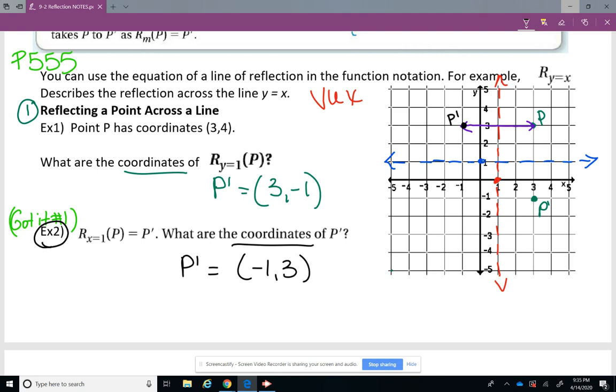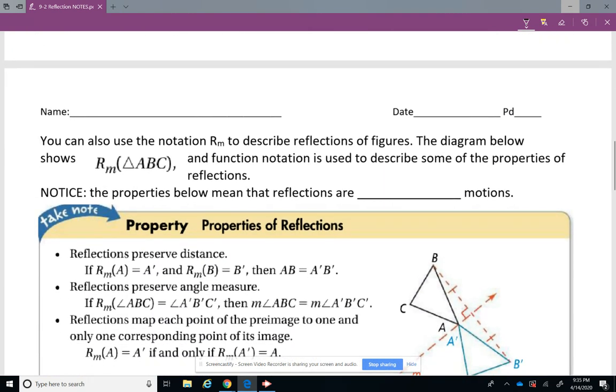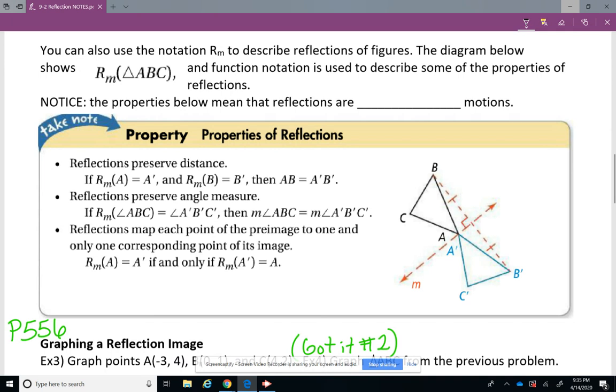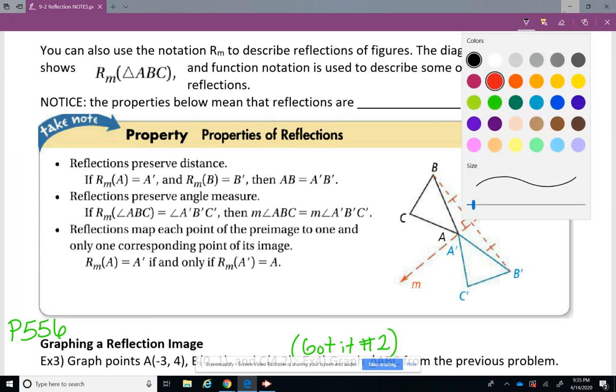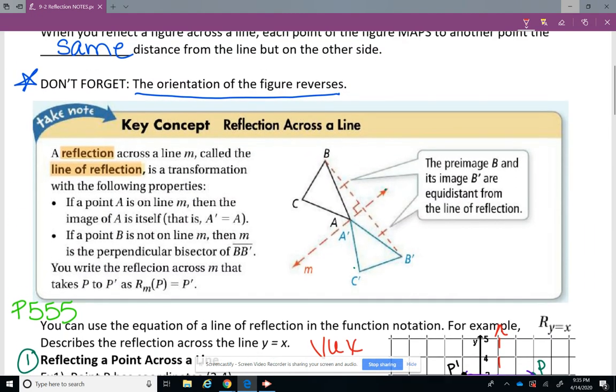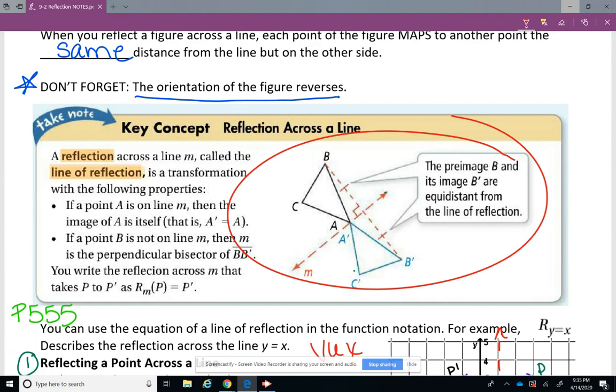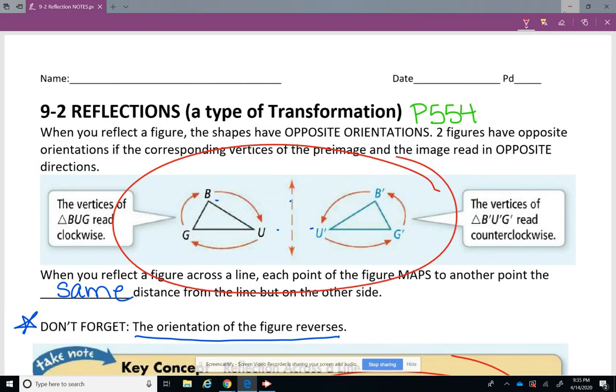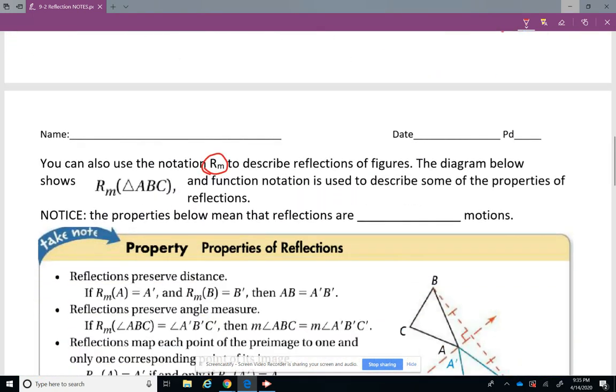All right, let's move on to our next concept. Still on the same page in the book. You can also use the notation reflecting over line M to describe reflections of figures. So not just points, you can reflect the whole figure like we were doing yesterday. Also like we did right here. We're reflecting a figure there. Up here, we're reflecting a figure. It's not just a point.